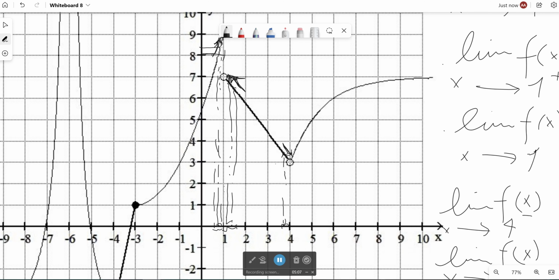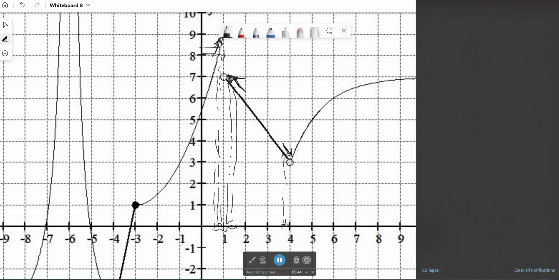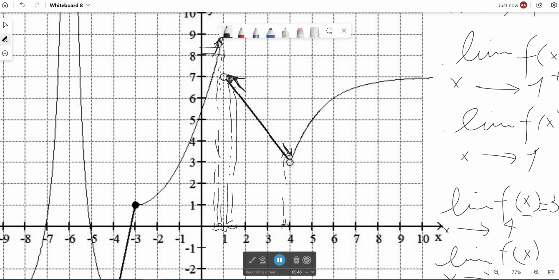By the way, it doesn't matter that f of 4 does not exist. Whether or not f of 4 exists does not influence at all the existence of the limit as x approaches 4. We are approaching 4 without being concerned about what happens at 4. So the left limit here will be equal to 3. We can update our work here: the left limit is equal to 3.